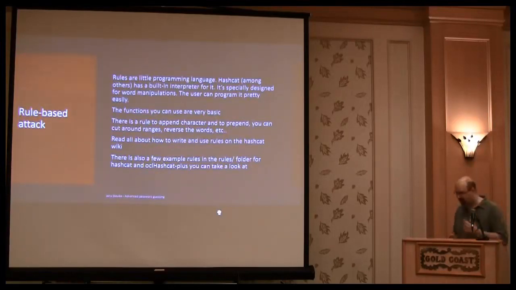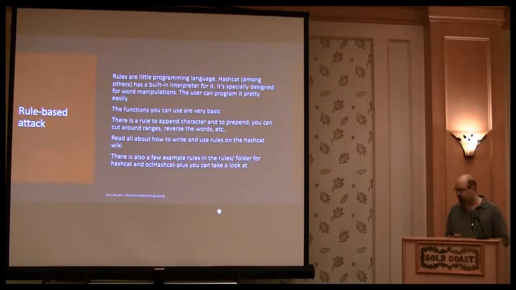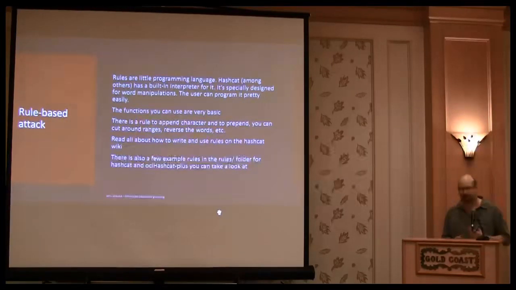The full set of rules that Hashcat supports is in the Hashcat wiki. There are like 20 or 30 functions altogether that you can use for programming the engine. And yeah, they are all in the wiki, including some examples. There are also examples in the rules folder, and there are more than examples because they are really good rules. So if you want to attack something, take a look at the rules folder. There are some really good rules inside there.